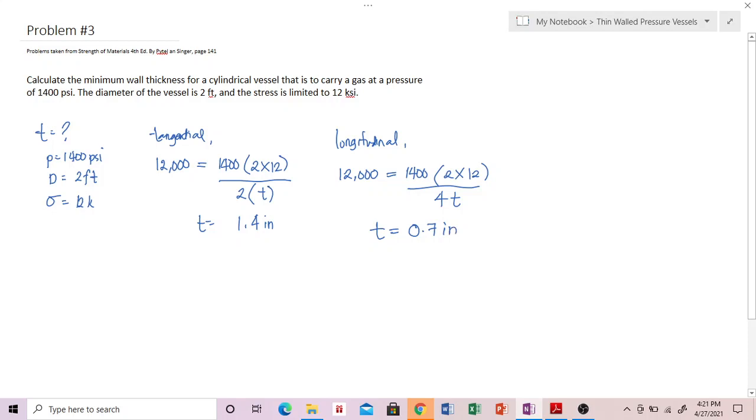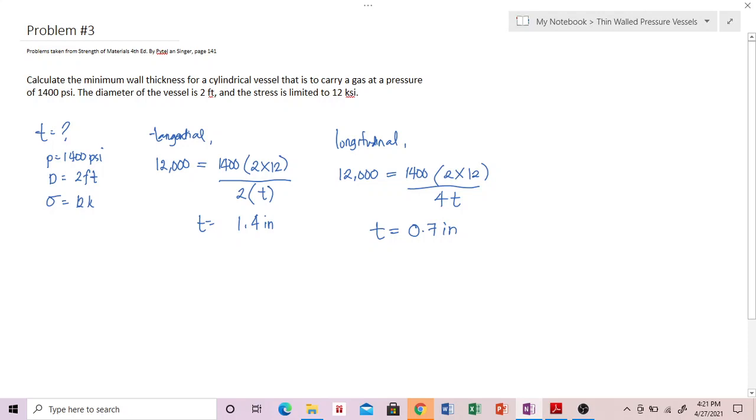inch. No? So, ang thickness daw, when it comes to longitudinal stress is 0.7 inch. Pag kinonsider natin yung longitudinal stress niya, ang kailangan niya lang na thickness is 0.7 kasi para sa kanya, kayang-kaya niya yung 12,000 psi. Samantalang dun sa tangential, ang kailangan niya is 1.4.